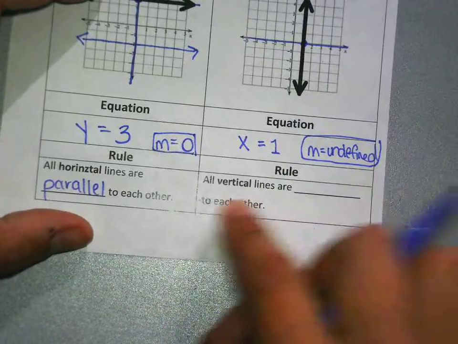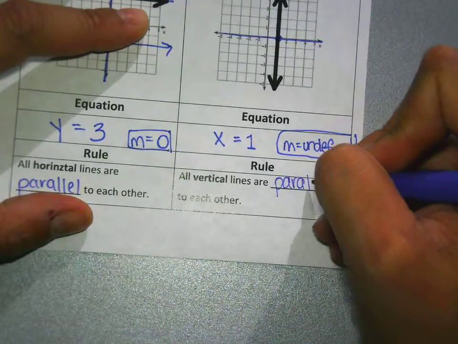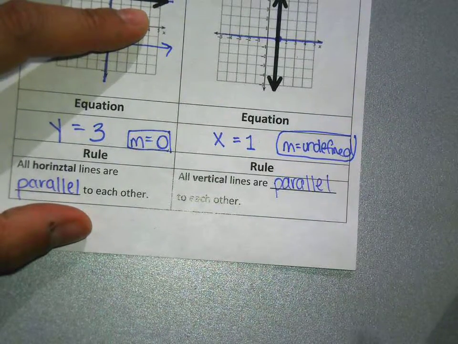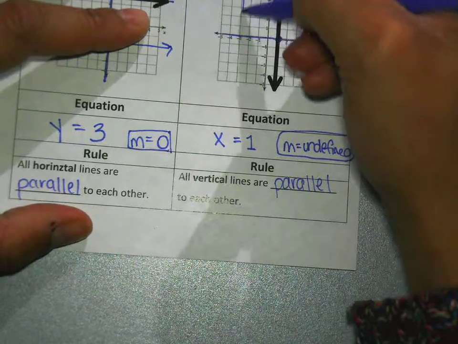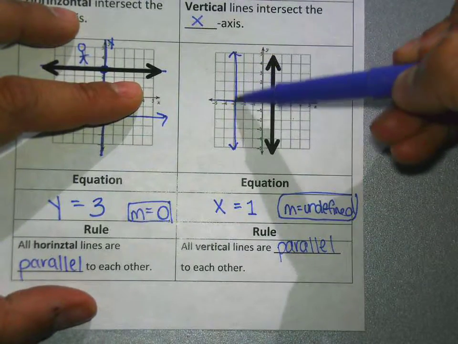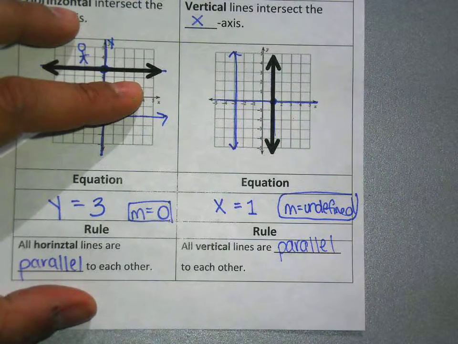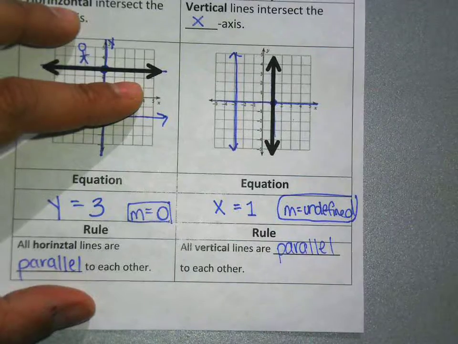The same goes for vertical lines. All vertical lines are parallel to one another. Again, if I drew a vertical line on this graph, we will see that they are both vertical going in the same direction. They both have a slope that is undefined, therefore they're parallel.